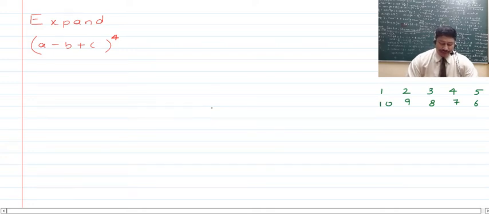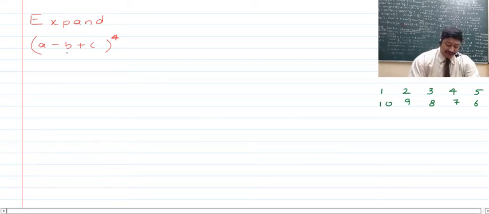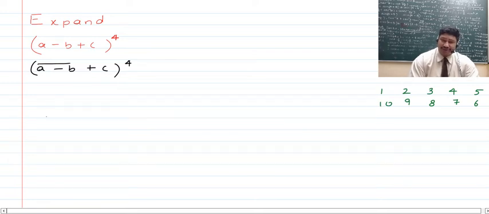So what exactly do we do here? We can make the first two terms be considered a single term, right? For that matter, if you talk about this (a minus b plus c) whole raised to the power 4, here you can consider this a minus b to be a single term. As such, this now is just like a binomial (x plus a) raised to the power n.